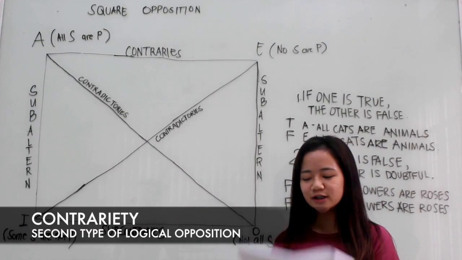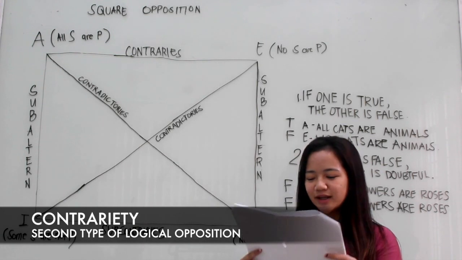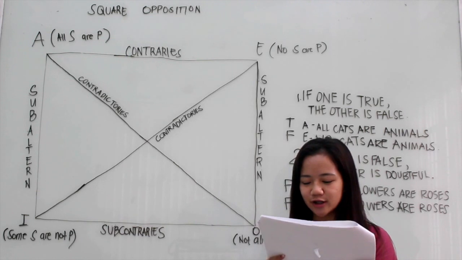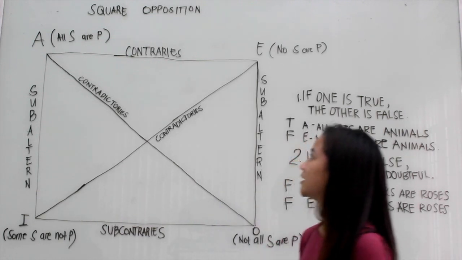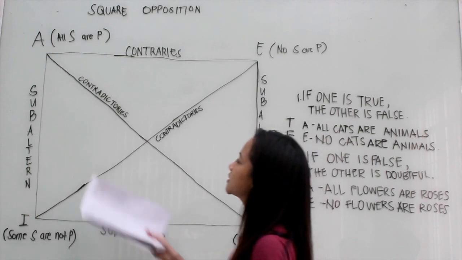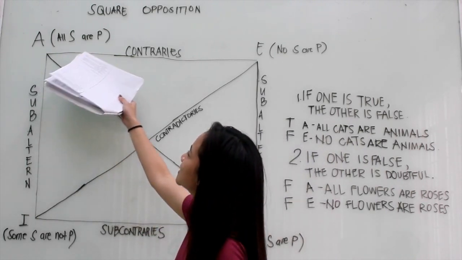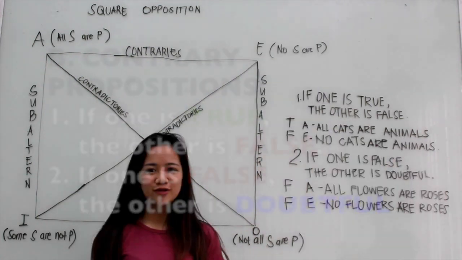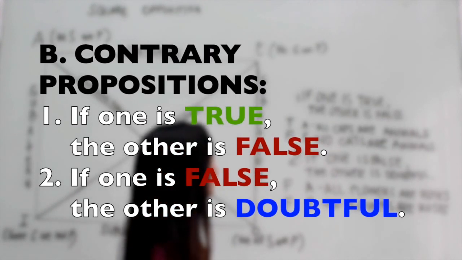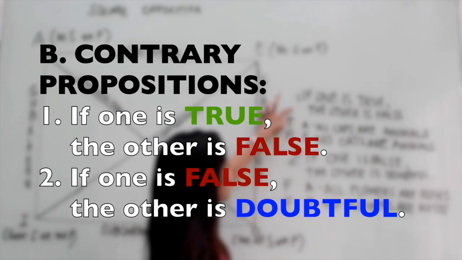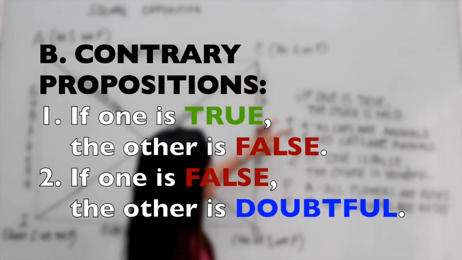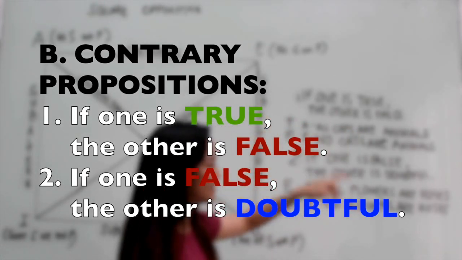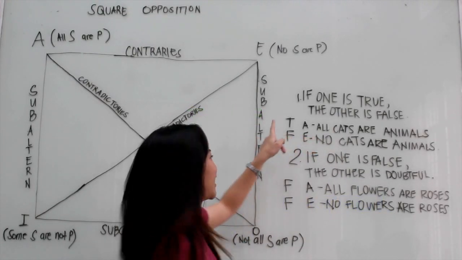The second type of logical opposition is called contrariety. It is a relation which exists between universal propositions that differ in quality only. As you can see in this square of opposition, A, wherein all S are P, is contrary to E, wherein no S are P. There are two given laws of contrariety. First, if one is true, the other is false. Contraries cannot be both true. Second, if one is false, the other is doubtful. Contraries may be both false.